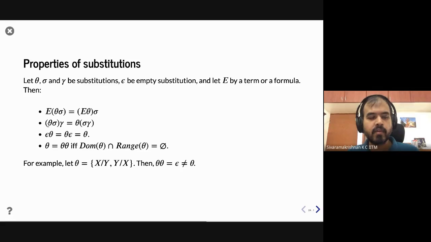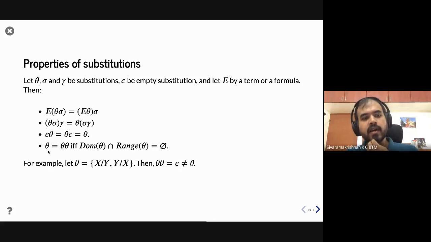And the substitution is associative. So I am applying substitutions first theta, then sigma, then gamma. Actually, the way to read this is I'm first applying the composition theta sigma and then applying gamma. This is the same as applying theta followed by the composition of sigma gamma. This equality also holds. If you have an empty substitution, then this one goes through. So that is totally fine. If you take an empty substitution and apply the substitution theta on it, it is the same as composing theta with an empty substitution, which is the same as theta.